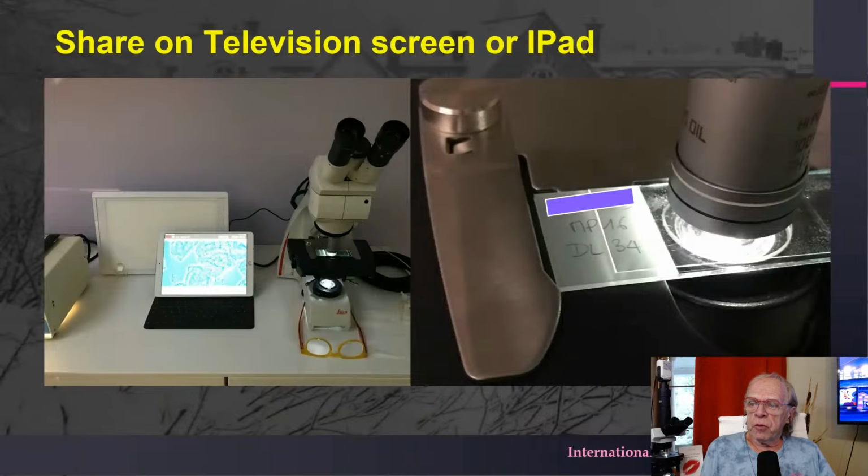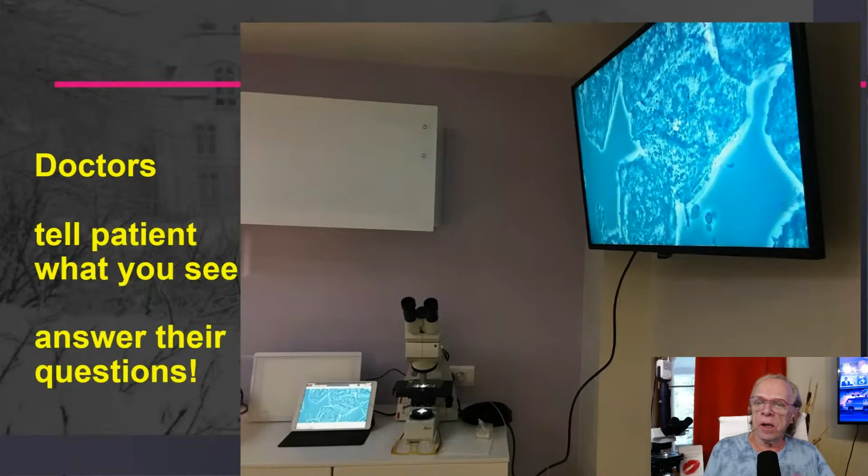Now, what we want is to share all this with the patient all the time. So we have this nice microscope, Olympus, Leica, whatever. It's very good. With the Leica, you can put it on an iPad, iPhone, any television screen, and show the patient. The important thing is to show the patient what he has in his mouth. So, doctor, please tell the patient what you see.